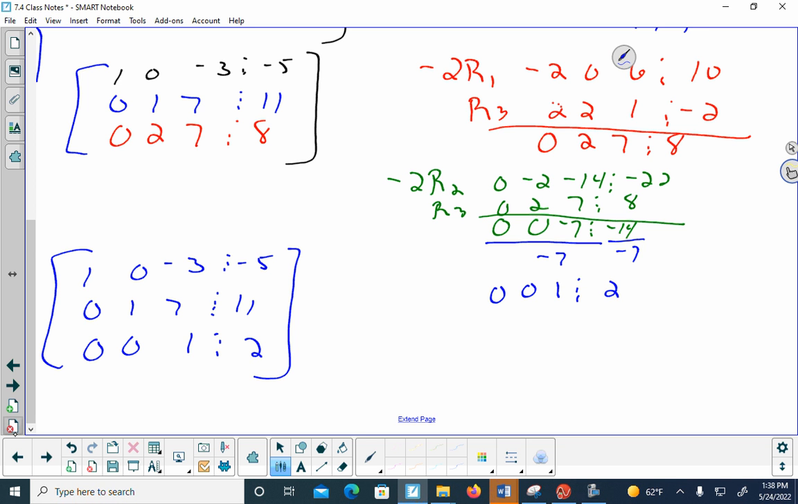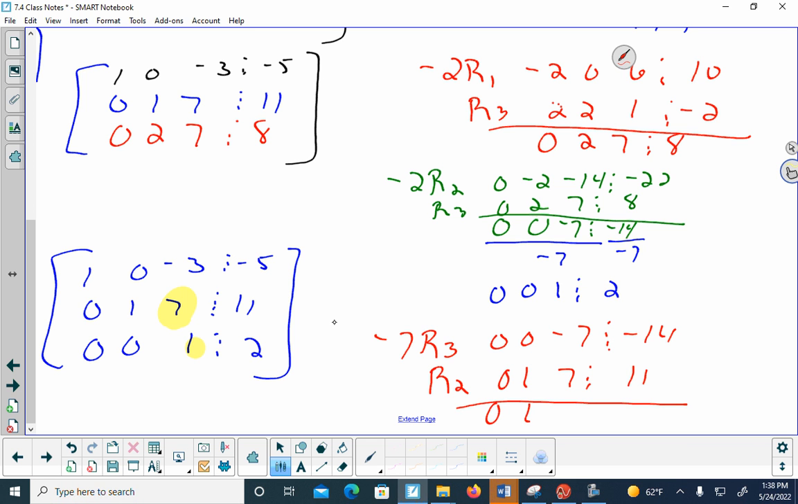Now I'm going to look at row 2 and row 3 to eliminate my z. So I'm eliminating my z, so eliminating this, and we'll multiply this one by -7. Negative 7 times row 3 is equal to 7. Row 2, 0, 1, 7, 11. I'm going to do 0, 1, 0, negative 3.